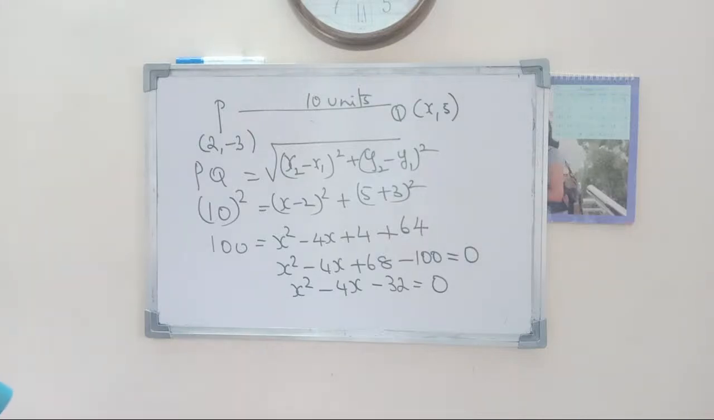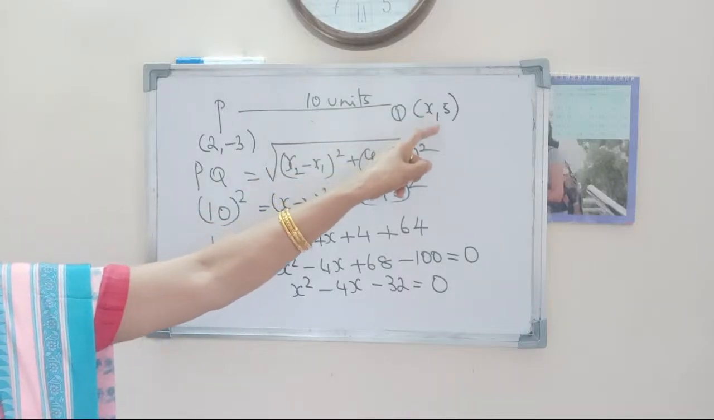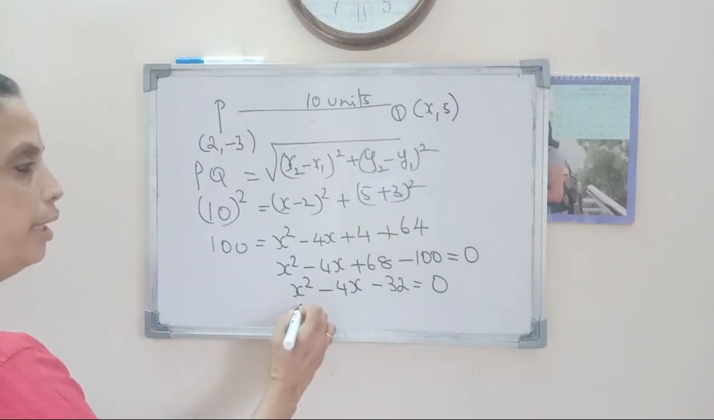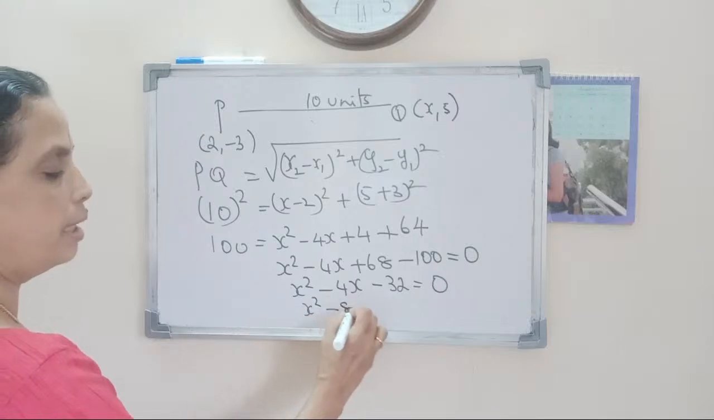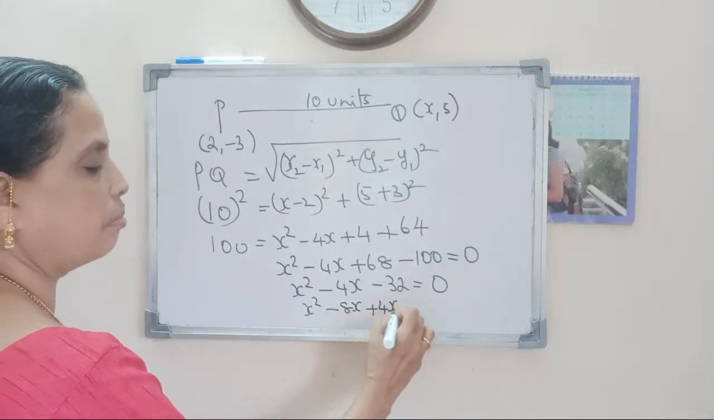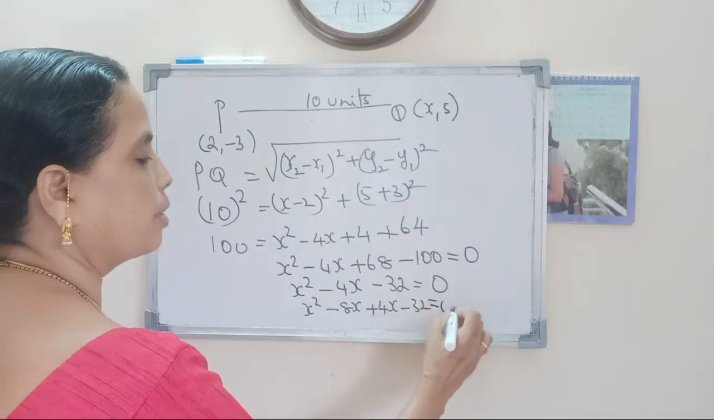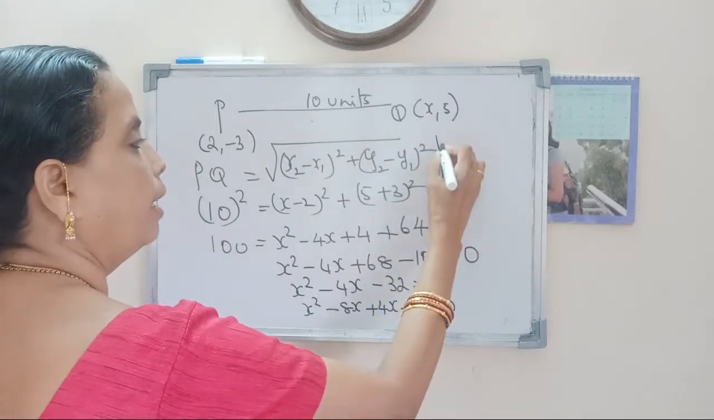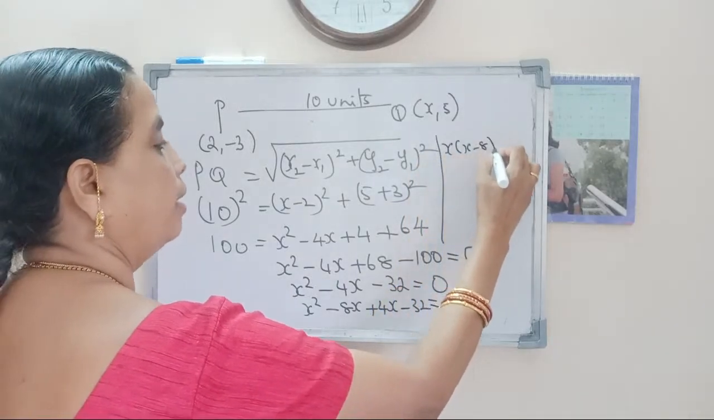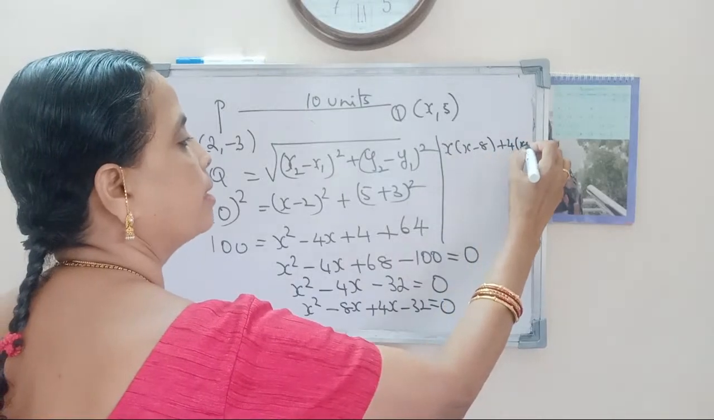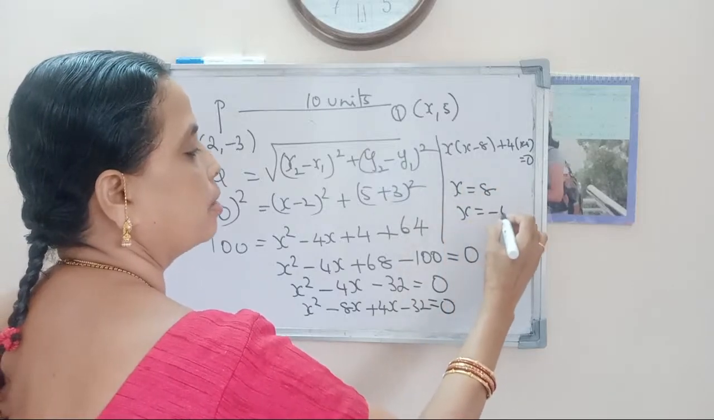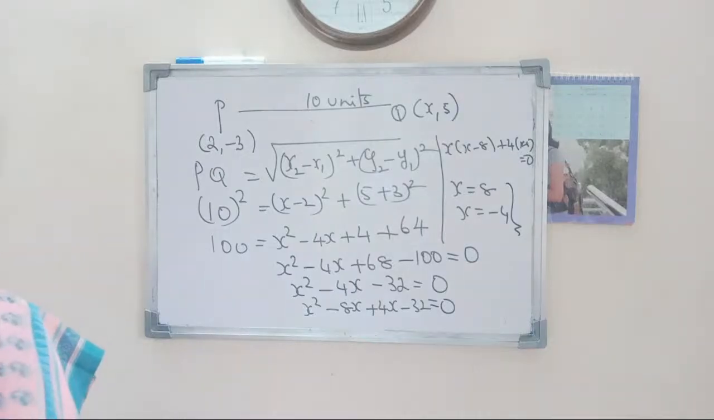Now factorize, you will get two factors. Those two values are the possible positions of the point, the x2 value. How to factorize this? 8 fours are 32. x square minus 8x plus 4x minus 32 equals 0. Now taking x common, what do we get? x into (x minus 8) plus 4 into (x minus 8) equals 0. So x equals 8, x equals minus 4 are the solutions.